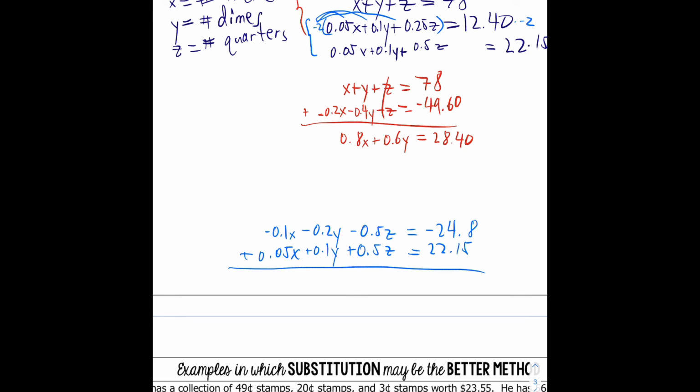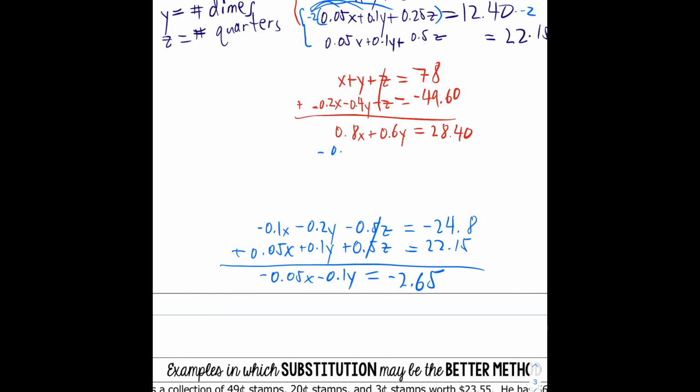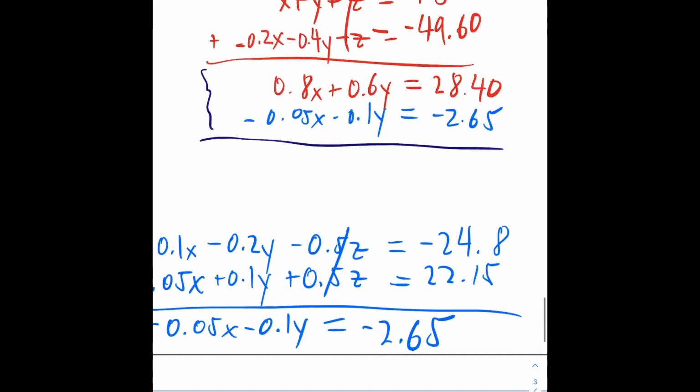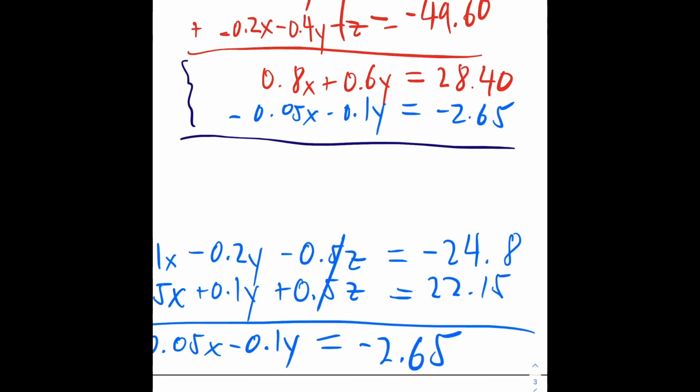Okay. All right, negative 0.1 plus 0.05 is going to be negative 0.05x plus, that'll be minus 0.1y. Those cancel. That equals negative 24.8 plus 2215 equals negative 2.65. Okay, so I have negative 0.05x minus 0.1y equals negative 2.65. There we go. All right, so I have this system of two equations here. I can solve this for x and y, okay?